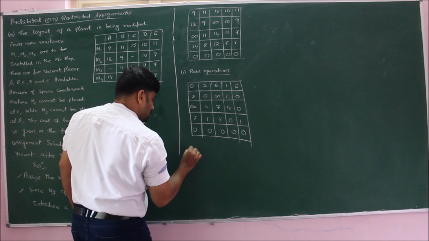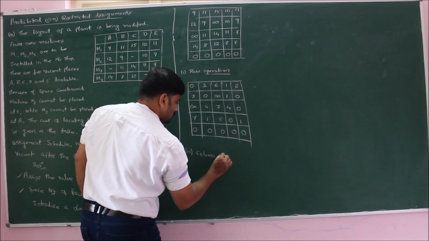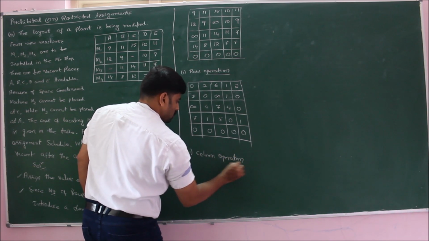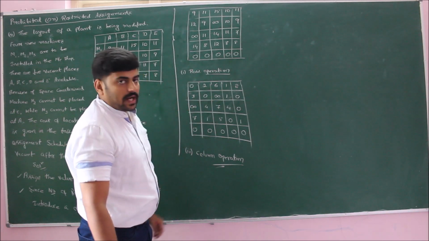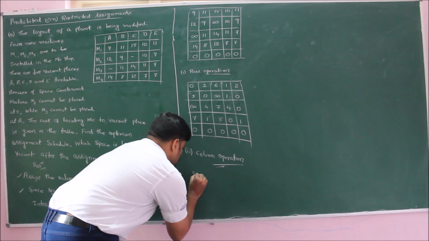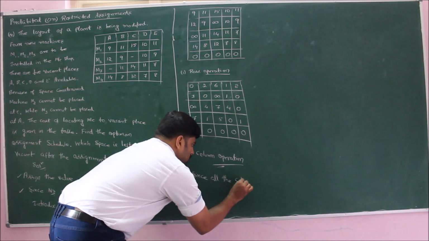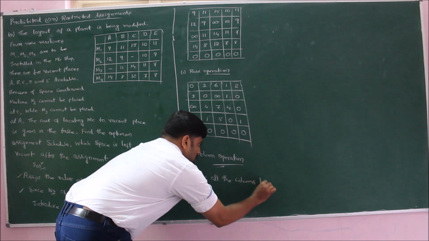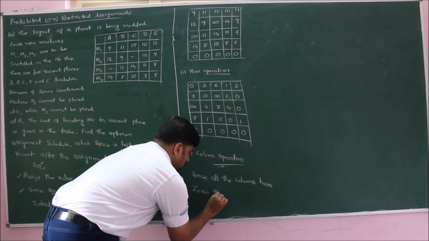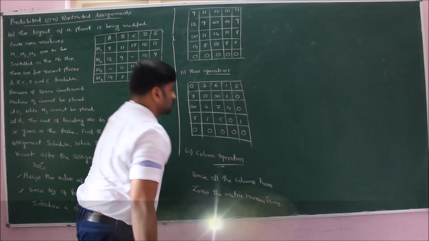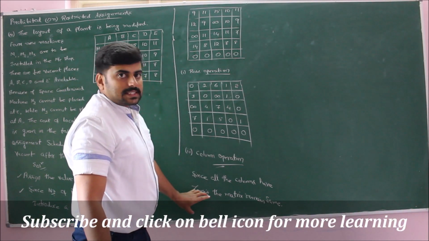Now moving to step 2, that is column operations. If you clearly observe, since we have a dummy row, all the columns have zeros. So therefore the matrix remains the same. Since all the columns have zeros, the matrix remains unaltered. If you want, you can rewrite this matrix for this step also.